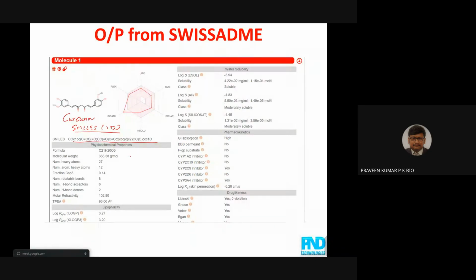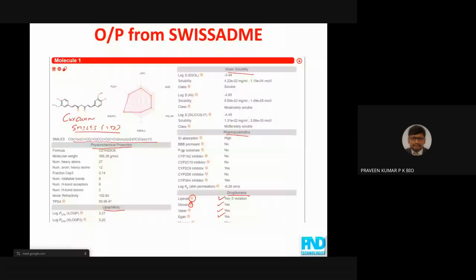So according to Swiss ADME, we are able to determine the physicochemical properties, the types of lipophilicity, the water solubility, pharmacokinetics, and also different drug-likeness rules: Lipinski, Ghose, Veber. Here you can see the question mark, isn't it? If you click the question mark, you can see even the properties and the range of the physicochemical properties of the drug. If you click this, you can even check the Ghose rule. So Ghose, Veber, Egan. See, our compound is clearing with no violations.